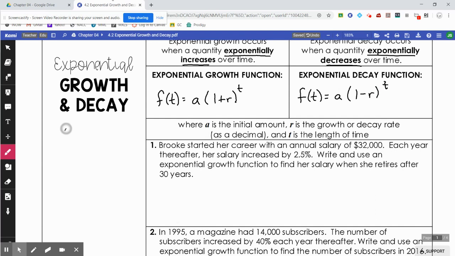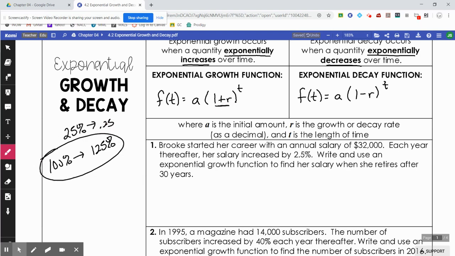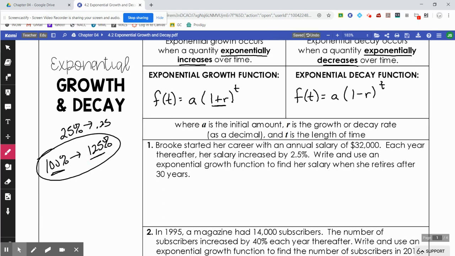If something's growing at a rate of 25%, that means it used to be 100%, but now it is 125% of what it used to be. Again, 25% is 0.25 as a decimal. So why do you have the 1 plus r? Well, for this reason. It's 1 plus the new decimal. You could actually put 100% plus the rate and then change it to decimal form.